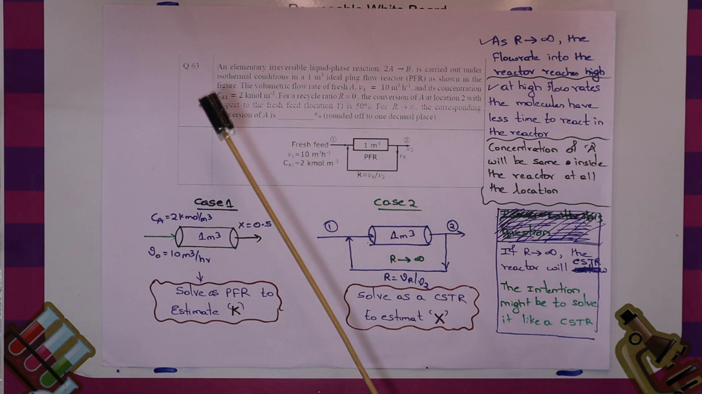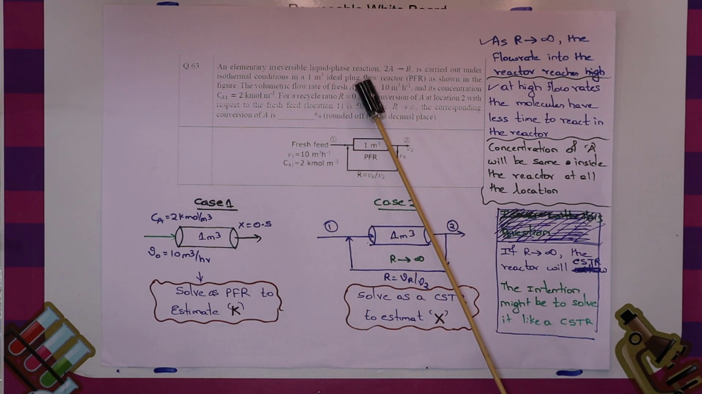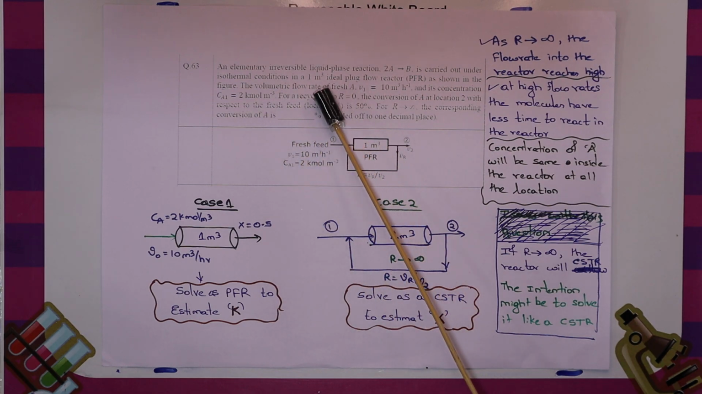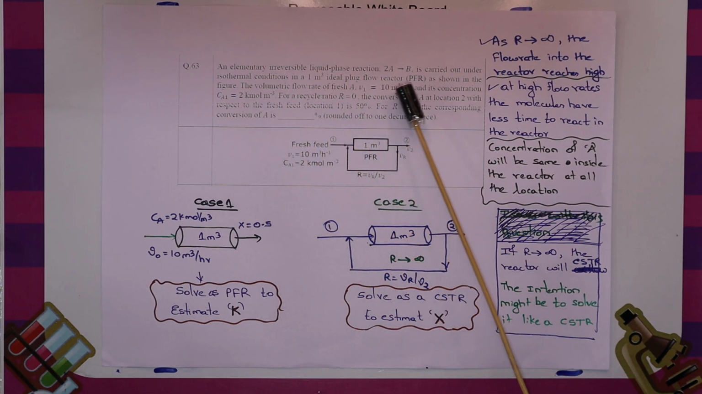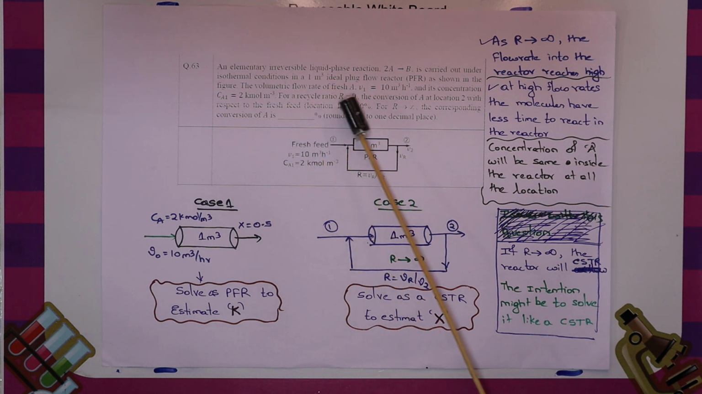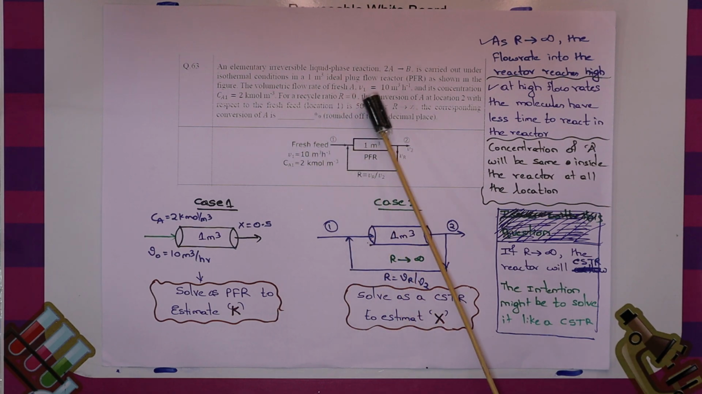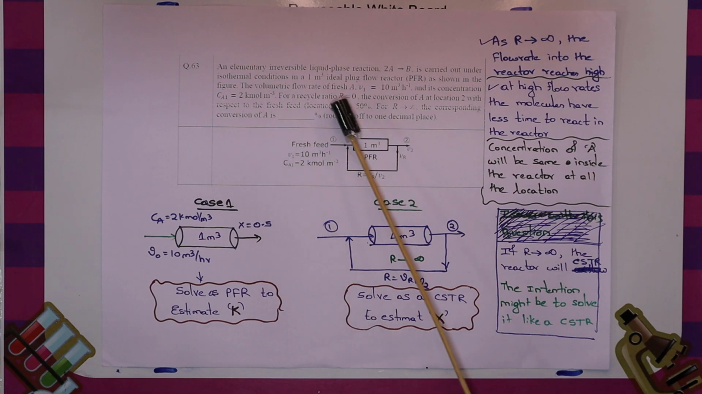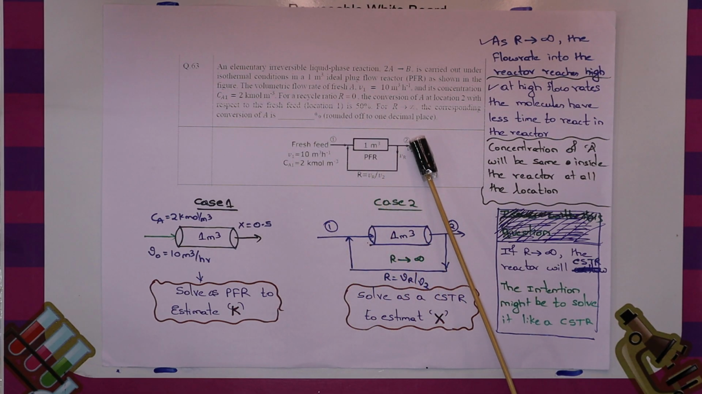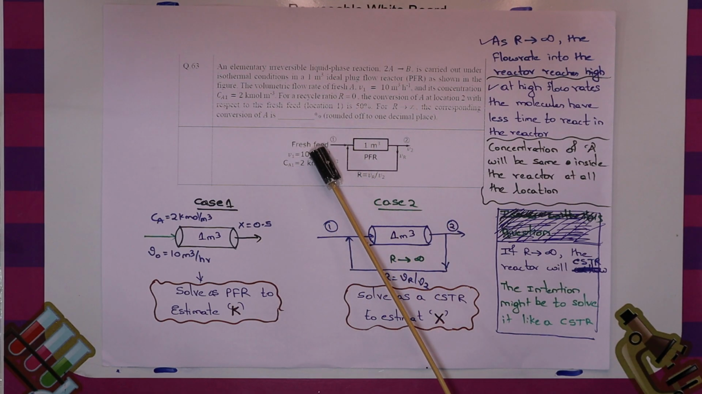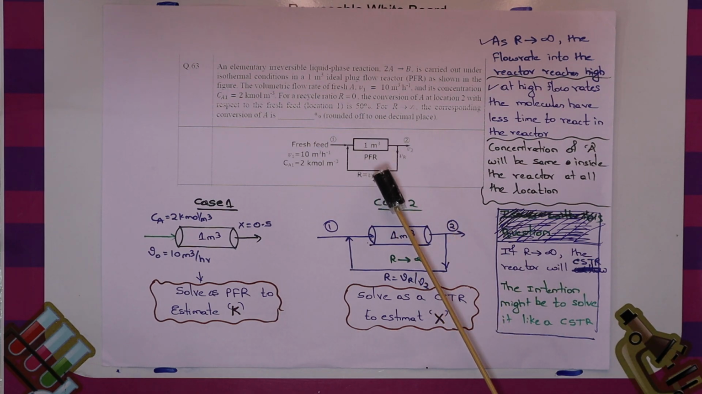Now let us read the question. An elementary irreversible liquid phase reaction 2A gives B is carried out under isothermal conditions in a 1 meter cube ideal plug flow reactor as shown in the figure. The volumetric flow rate is given and the concentration is given. In the first case, for a recycle ratio R equal to 0, the conversion of A at location 2 is 50%. That means if you remove this recycle loop, it's only a single PFR. In such cases, for a given concentration and volumetric flow rate, the conversion is 50%.